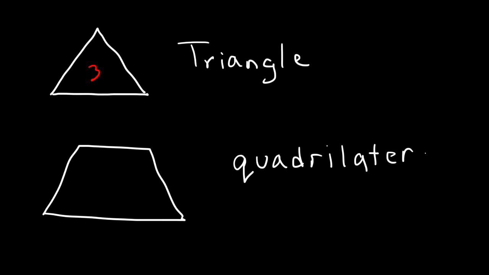Now there's different types of quadrilaterals that you need to be familiar with. So let me give you a few of them. So this is another four-sided polygon, and this particular quadrilateral is known as a square. In a square, all sides are congruent, and also the angles are congruent. They're all equal to 90 degrees.